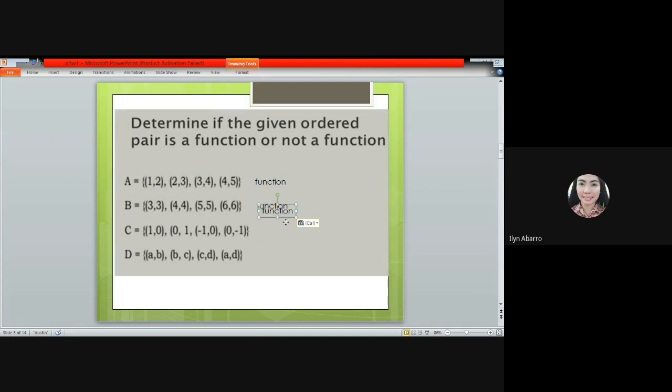Shh! Sandali lang. Sandali. Oo. Okay, for letter D, asan na? Ako naman. Oo, nasaan na? Oh.